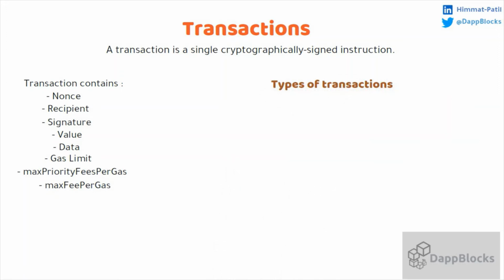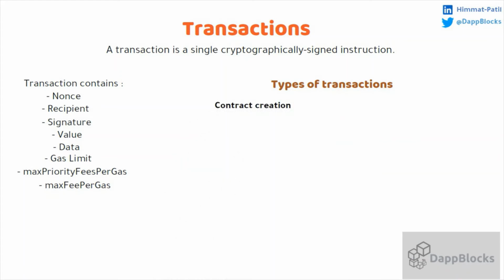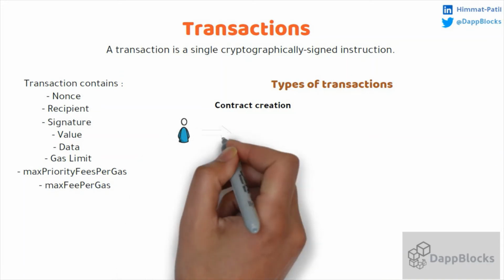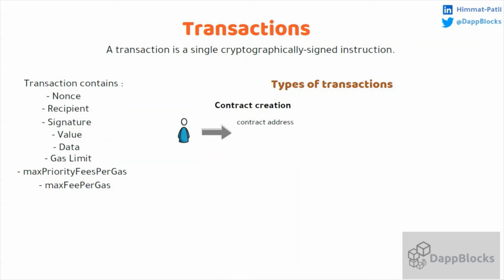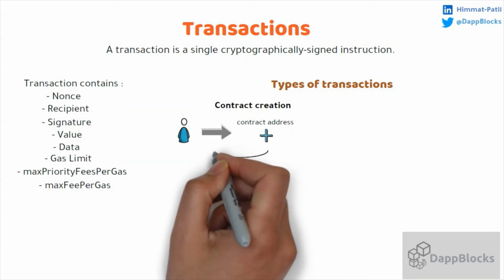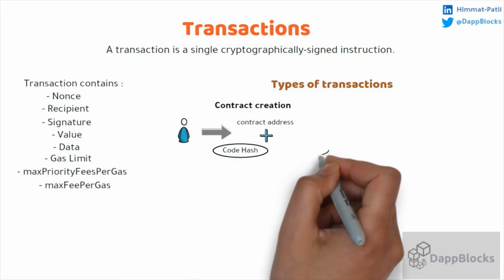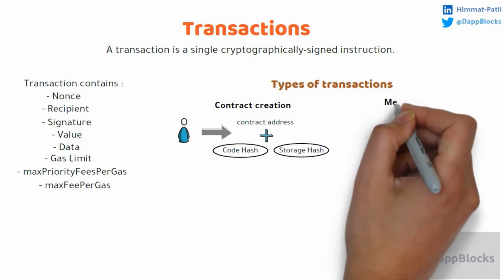Types of transactions. There are two types of transactions. First, contract creation, and second, message call. Contract creation. When a user initiates a transaction, it will create a contract address with code hash and storage hash and deploy it to the Ethereum network. This transaction does not have the recipient field in the transaction. It uses the data field for contract code.